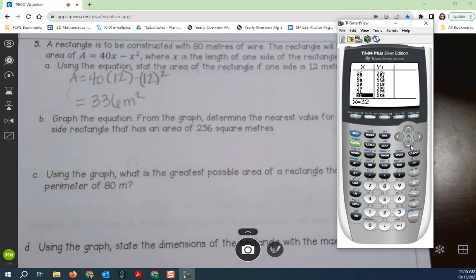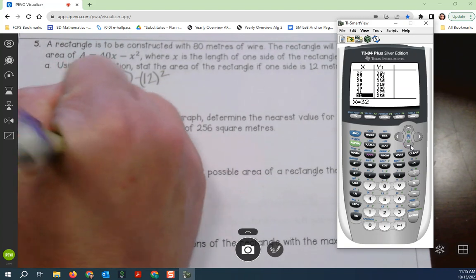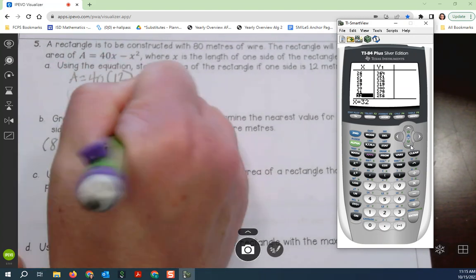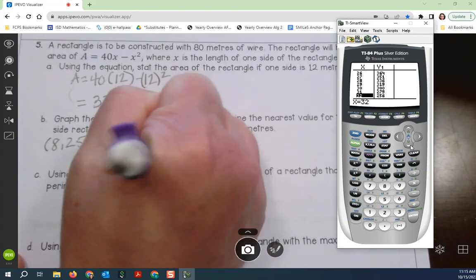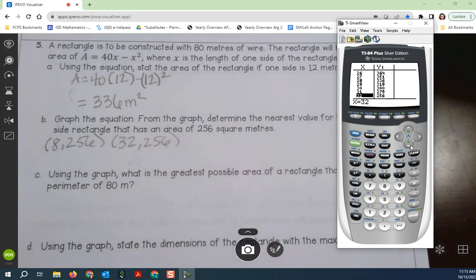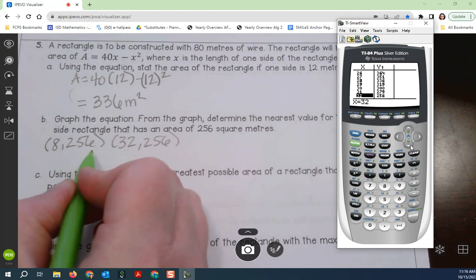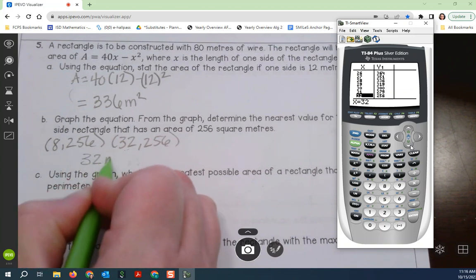And 32, 256. So I had those 2 points, 8, 256, and 32, 256. So it says it wants the longer side of the rectangle that has this area, so we're going to do this one, the 32, I mean. So that would be 32 meters for the side.